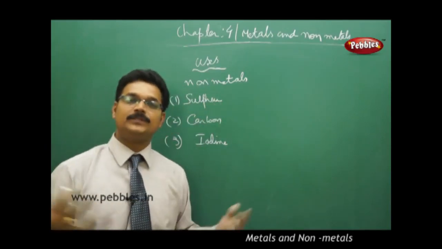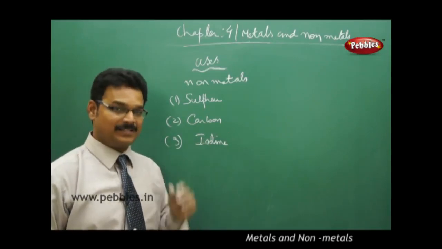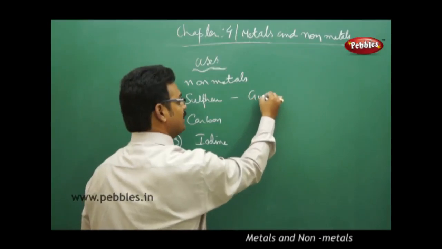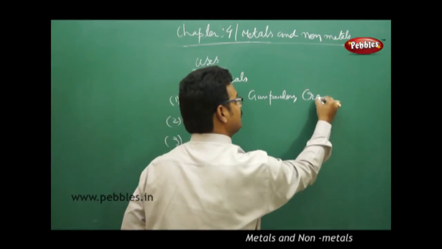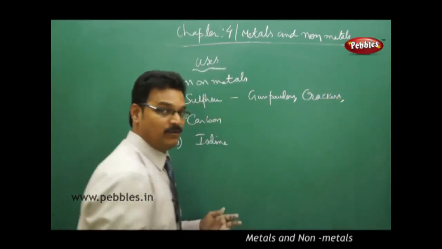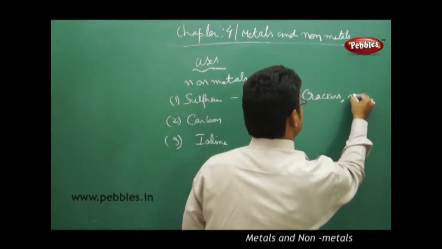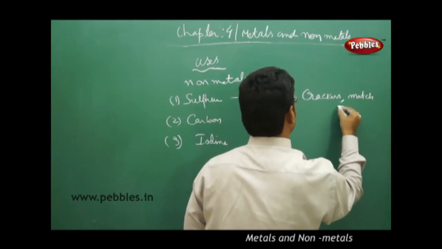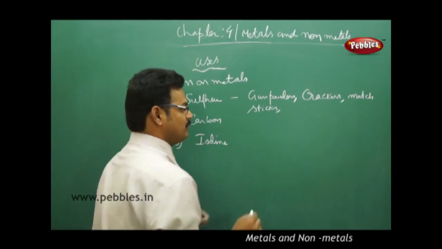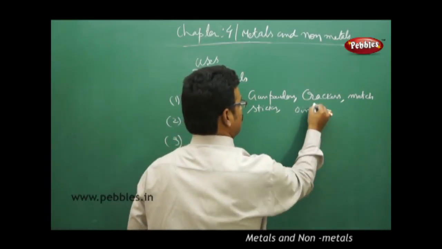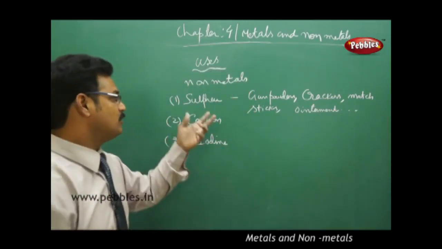Sulfur, you know that sulfur is used in gunpowder. Crackers, it is used in gunpowder, crackers, fireworks, and matchsticks, and some ointments also. Ointment. That is the usage of sulfur.